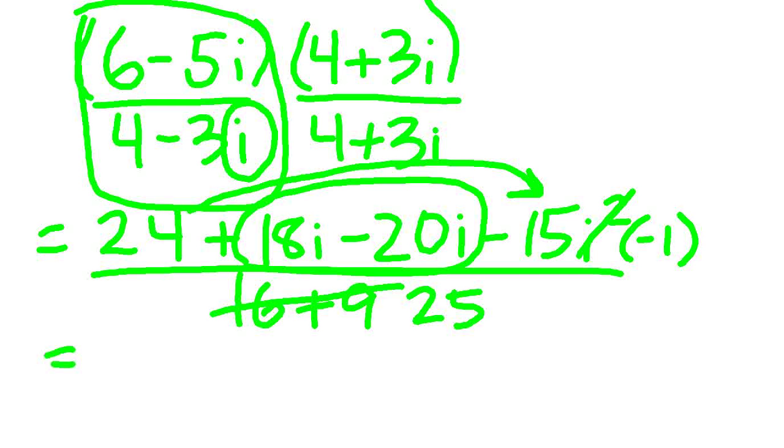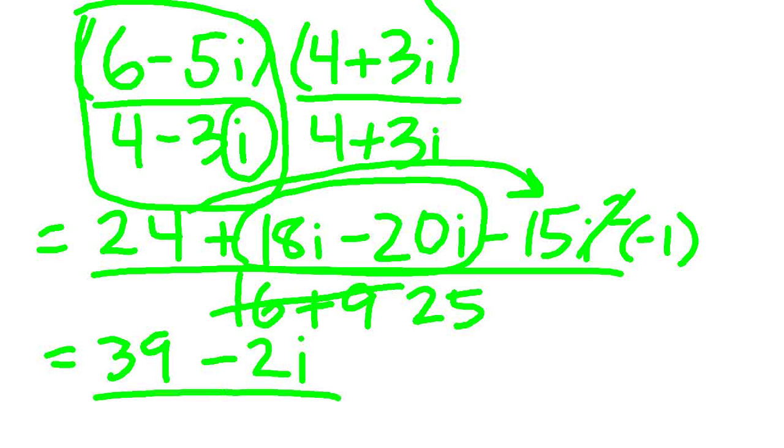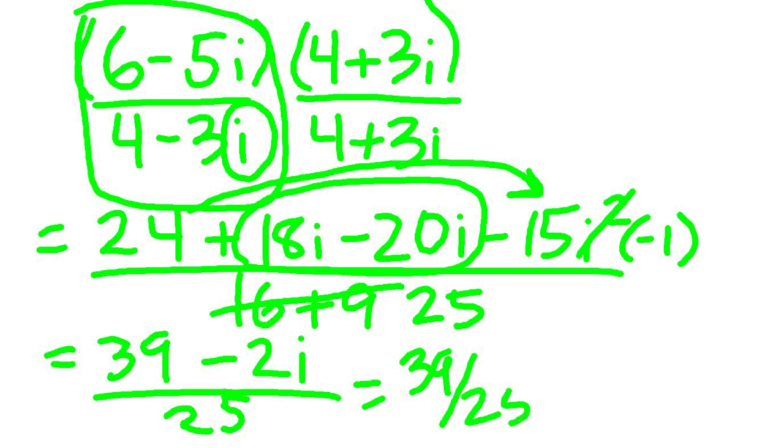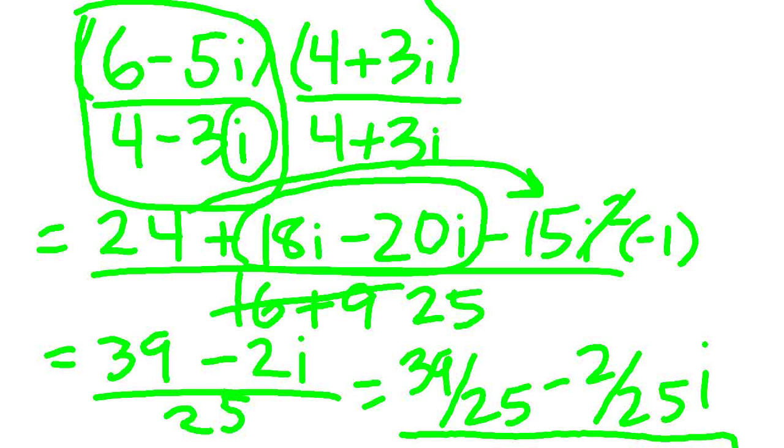So we get 39 minus 2i over 25. And we can write this in standard form. So that is 39/25 minus (2/25)i. So we have an a plus a bi, in this case negative 2/25 i, and that is our answer. Let's look at another example.